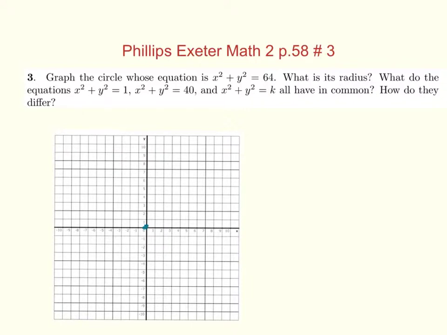And its radius is 8. So we can draw this circle right here. Plot these few points here, and then do the best job I can to draw a circle. It's not going to be perfect. It'll be decent. Okay, so that's graphing the equation.